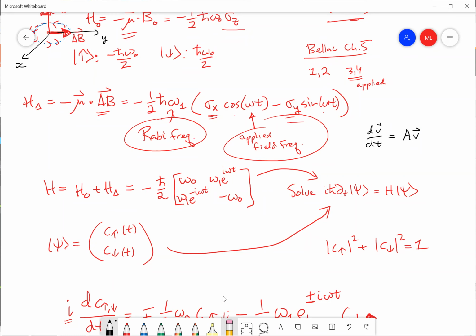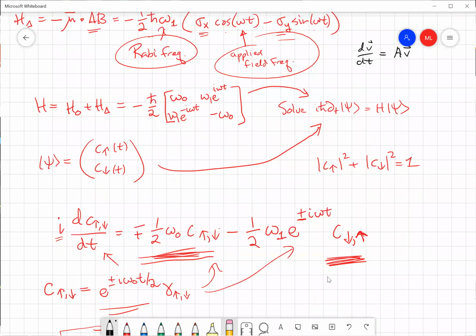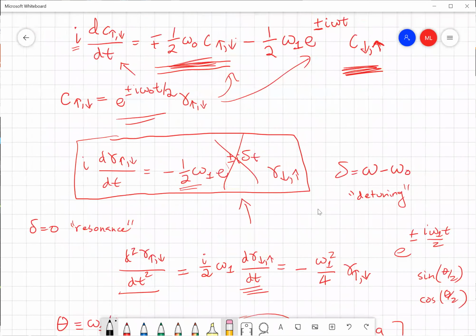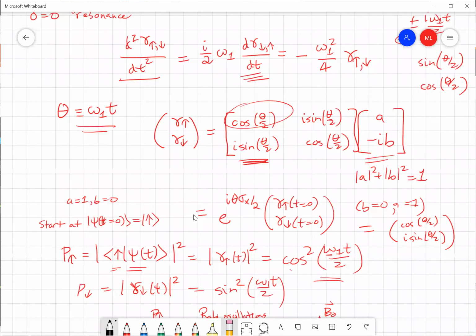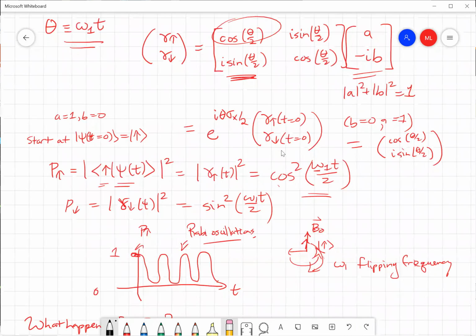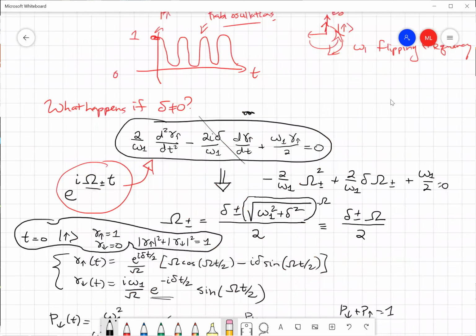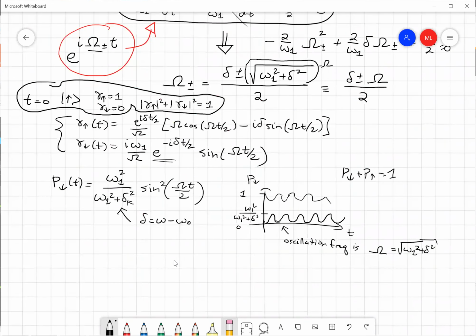I showed you how to do it in the case of on resonance, and you'll practice some more of this kind of thing on the homework. But I don't want to dwell too much on it because we have to move on to perturbation theory and the variational method and so on. But yeah, any questions about that?